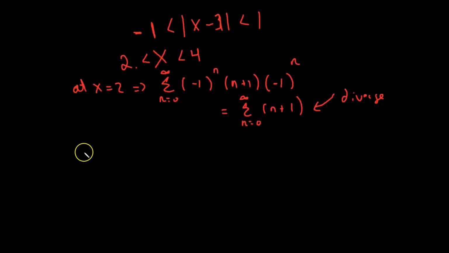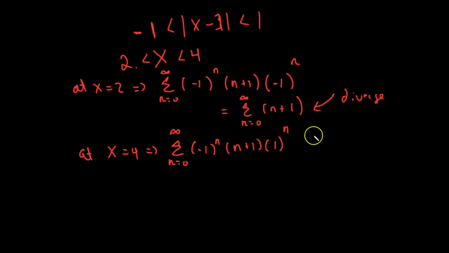And now if we evaluate at x equals 4, we get the summation of n equals 0 to infinity, negative 1 to the n plus 1, and negative 1 to the n plus 1. So this one as well will diverge if you set n to infinity.